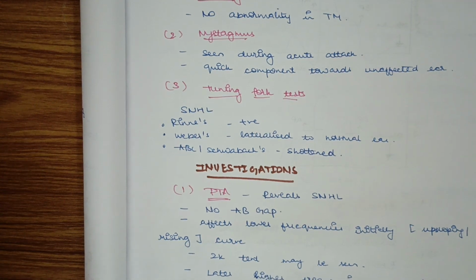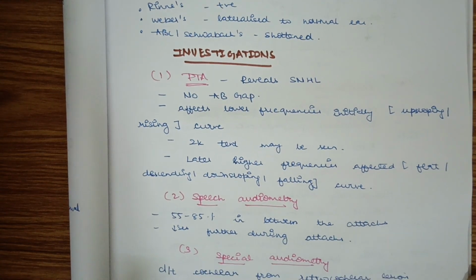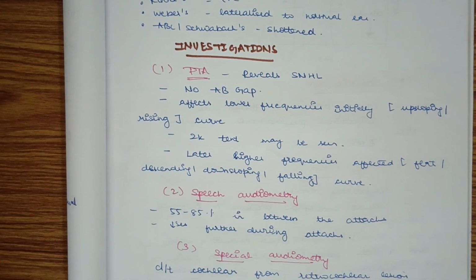Now we'll look at the investigations, in which the first one is pure tone audiometry. It reveals sensory neural hearing loss. There's no air-bone gap. The air-bone gap is a feature of conductive hearing loss, which is not seen in case of Meniere's disease. It affects the lower frequencies initially, which will further increase to affect the higher frequencies. Therefore, the curve is of rising type, or ascending type, or upsloping type.